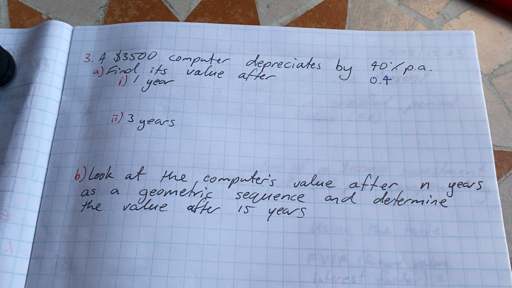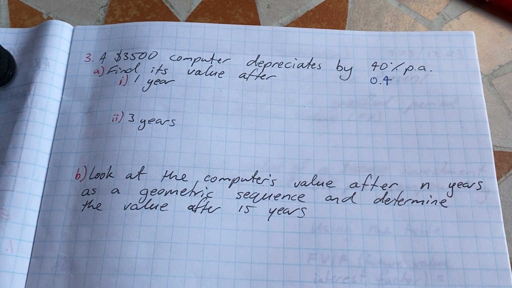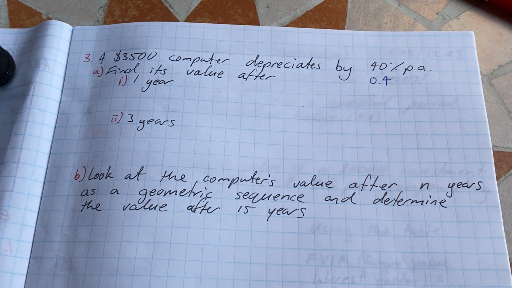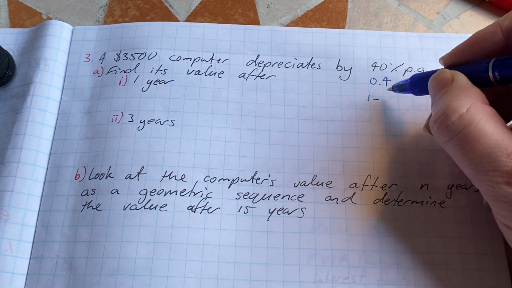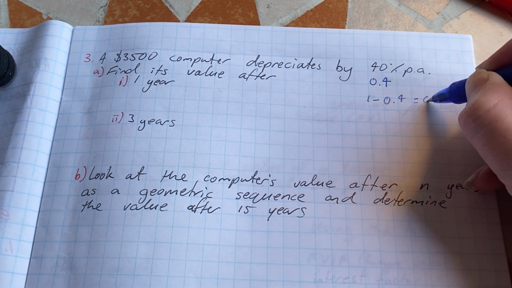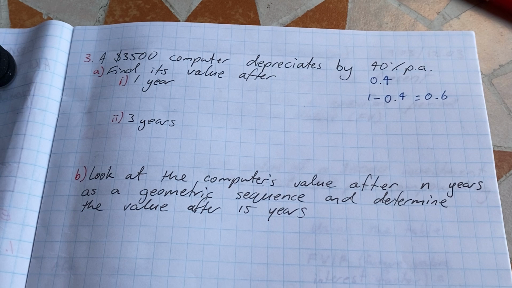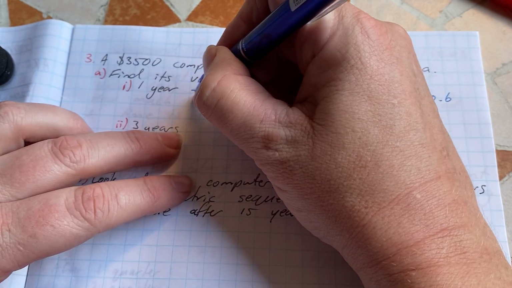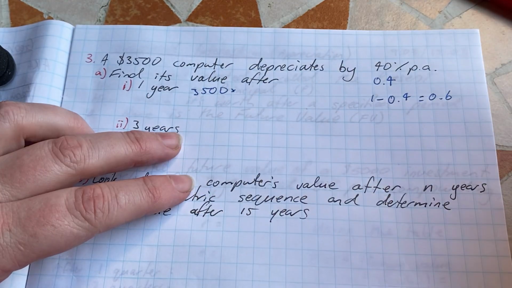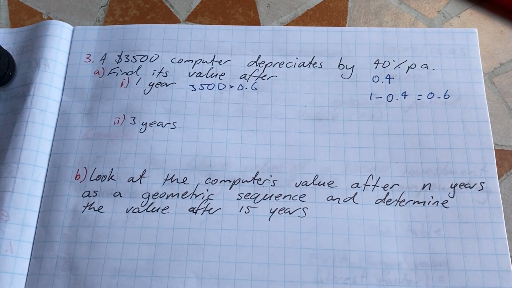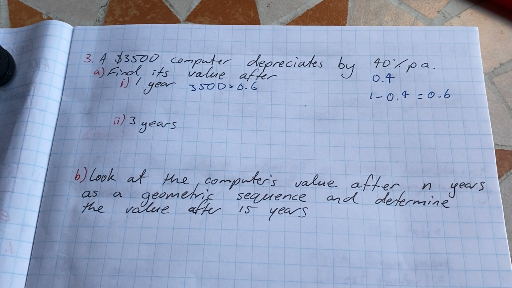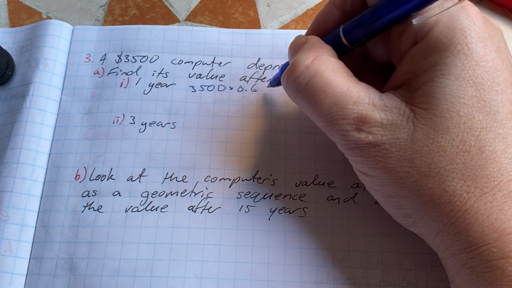Okay, so we have to find its value after 1 year. So it's going to depreciate by 40%, which actually means the remaining value after a year will be 60% of the original value. So we do 1 minus our 40% to get our 60%. So after 1 year, it's $3,500 times by our 0.6. So 3,500 times 0.6, which is $2,100.